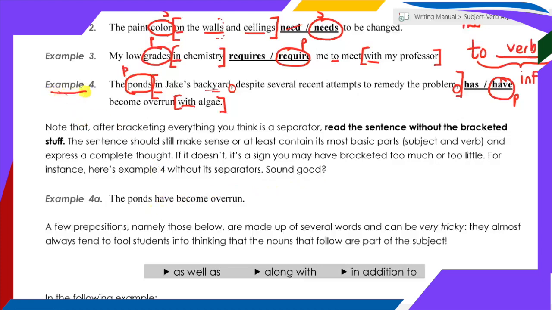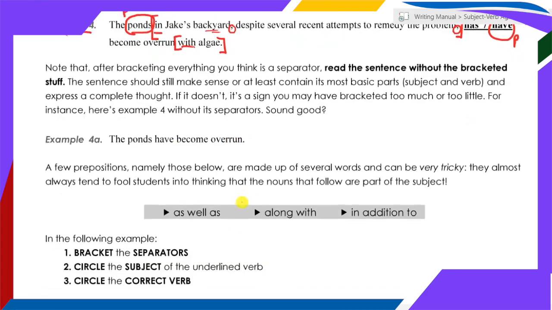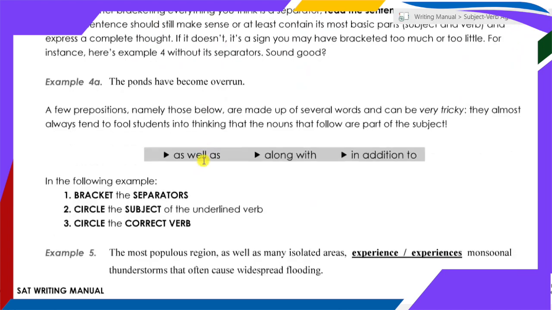So, if you take a look at example 4, without the bracketed material, the sentence boils down to the ponds have become overrun. Sounds perfectly fine. That's probably a good indicator that you have gotten all of your separators correct.